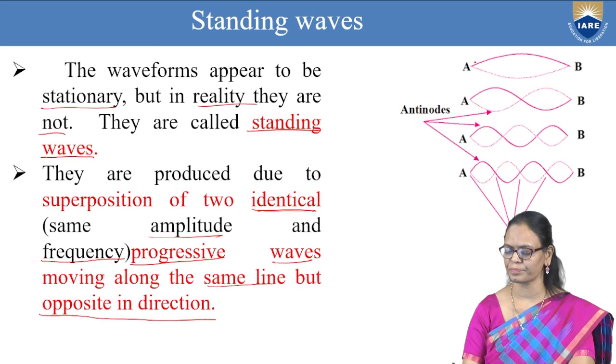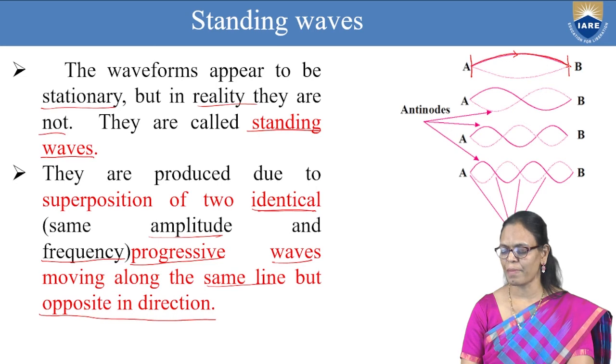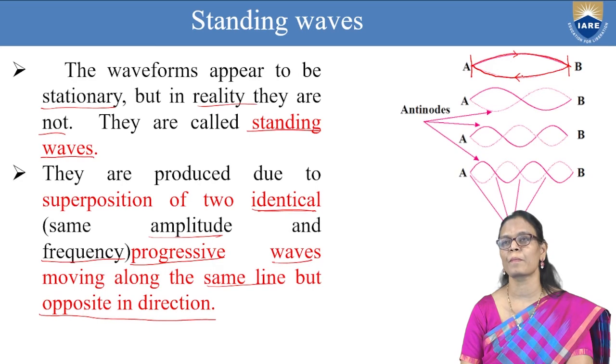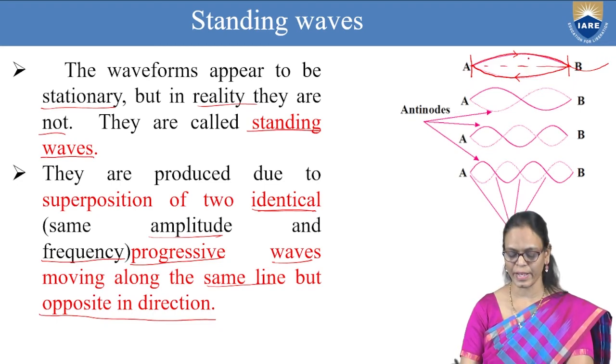So you see here, this is the wave which is going in the forward direction. And it is reflected back from here, it is coming in the opposite direction. So these are the two waves. I can say this wave may continue forward if this obstacle is not there. So here the amplitude is the same for both. The frequency is also the same. They are traveling in opposite direction along the same line. Then what we get is standing waves.